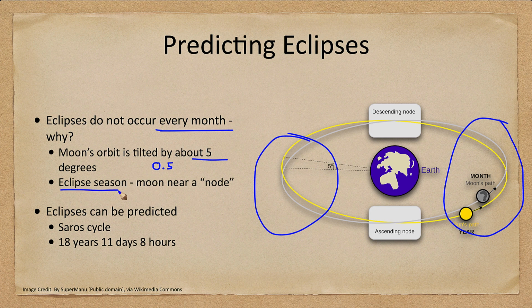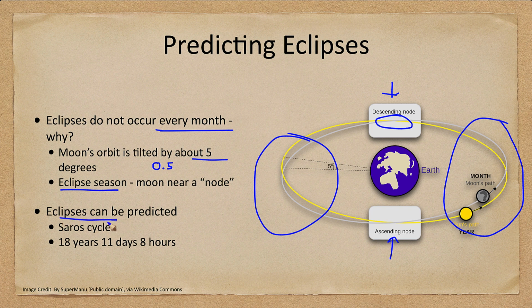There are 2 eclipse seasons each year, which are the nodes. There's an ascending node and a descending node. And when a full moon or a new moon occurs near a node, then you will get an eclipse. Then the sun and moon are close enough together. So if you're not near the node, you're not going to get an eclipse.